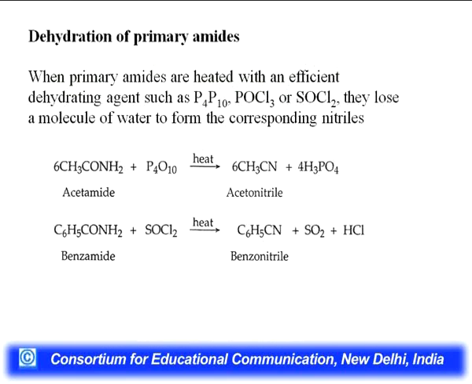Next is the dehydration of primary amides. When primary amides are heated with an efficient dehydrating agent, that is P4O10 or POCl3 or SOCl2, they lose a molecule of water to form the corresponding nitriles. There are two examples. Acetamide will give you acetonitrile, benzamide will give you benzonitrile.